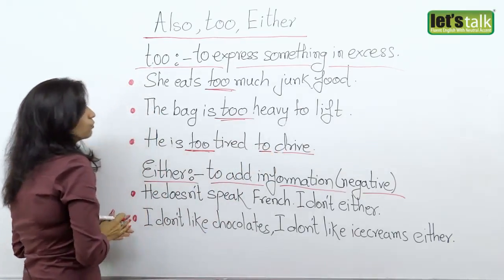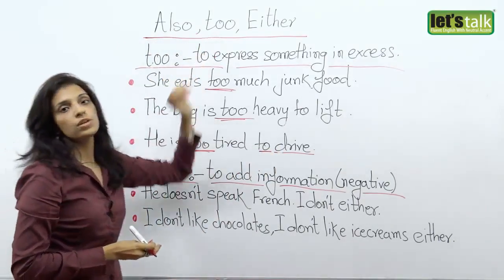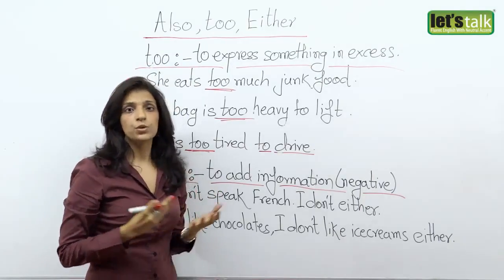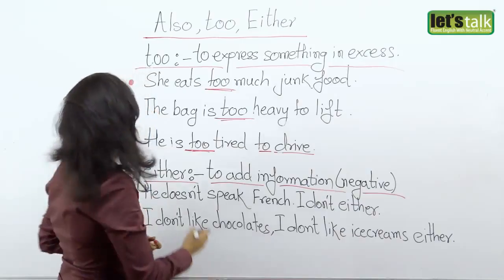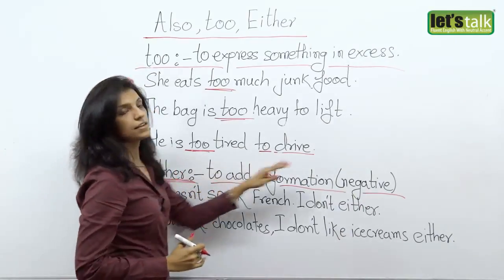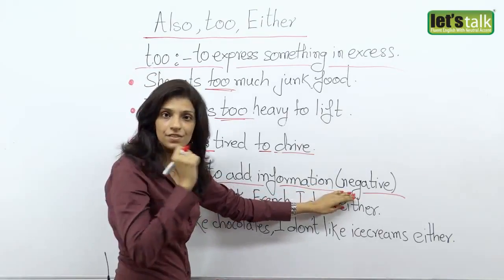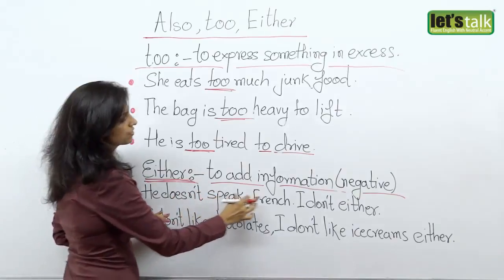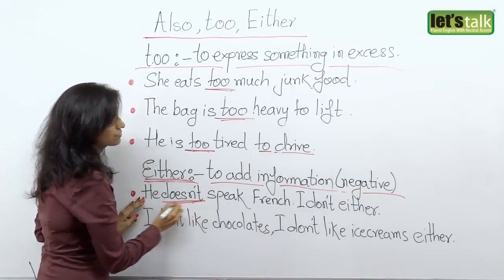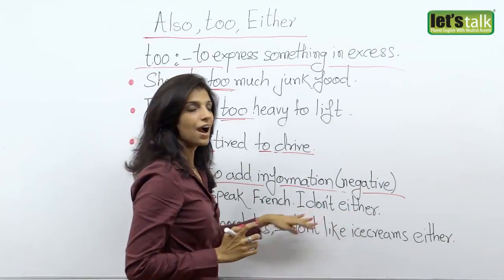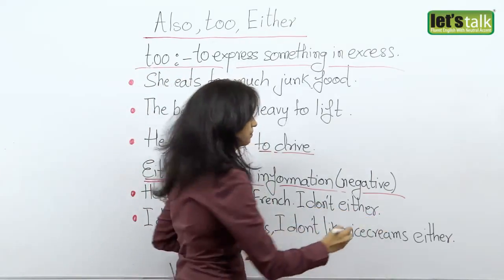Alright, now we learned how to use also and too in positive sentences when we add extra information. But what do we do in the negative? Well, you use either. So you use either to add information in a negative sentence. Alright, like this. He doesn't speak French. Now if you see, this is negative, does not speak French. I don't either. That means I don't speak French either.